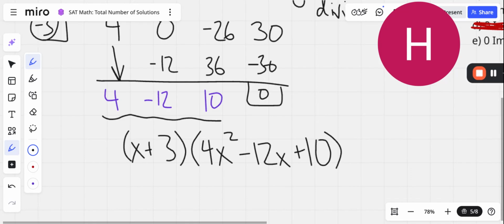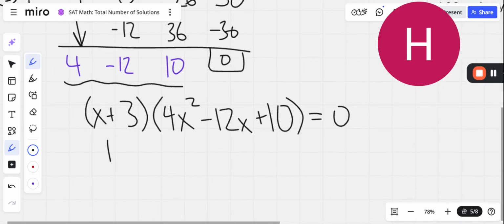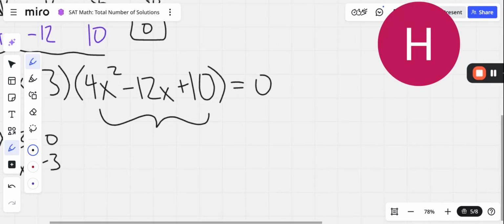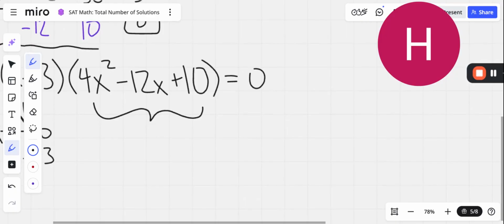Very interesting indeed. So we have this quadratic, and the question is, how many solutions do we have? We know that x plus 3 is equal to 0. That gives us one solution of x equals negative 3. But what about this quadratic here? The question really comes down to this core skill. This is how we're going to ultimately determine the number of imaginary compared to the number of real zeros.